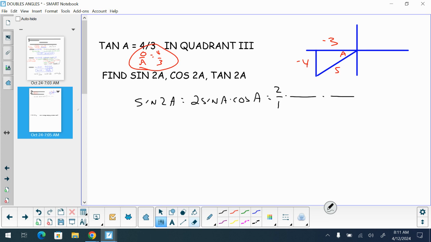London, what's the sine of A? Sine of A is negative 4 over 5. What's the cosine of A? Negative 3 over 5. Okay, so we multiply across our tops, multiply across our bottoms. What do you come up with? 24 over 25. 24 over 25.